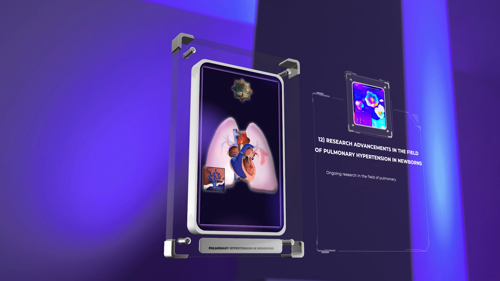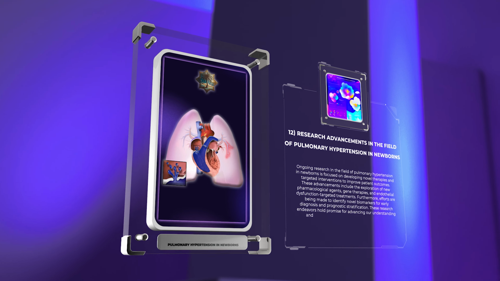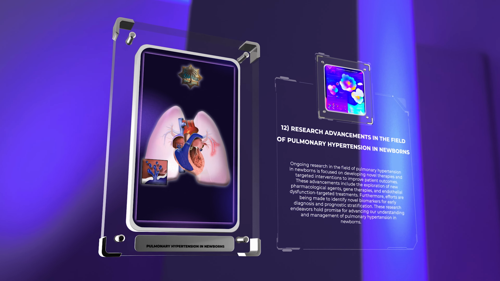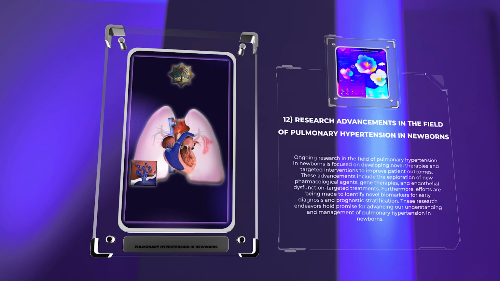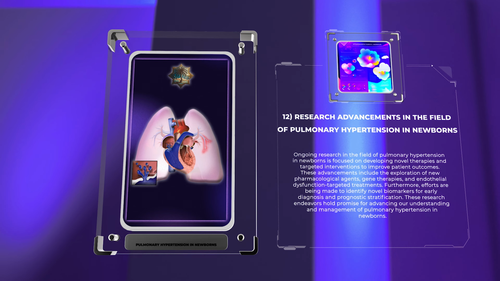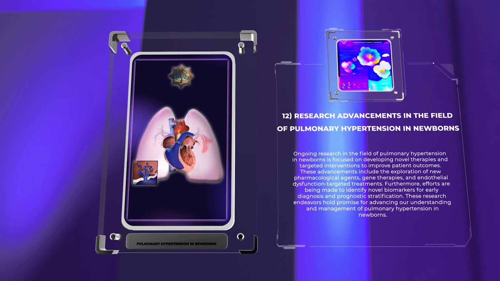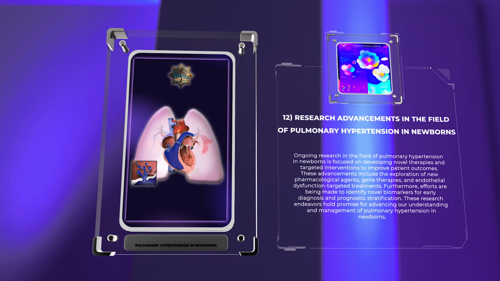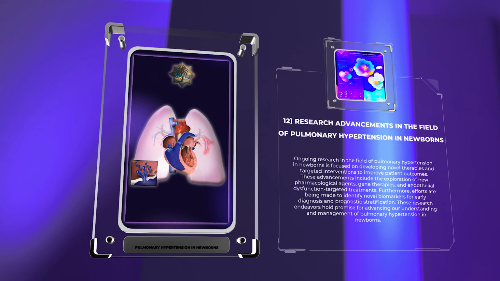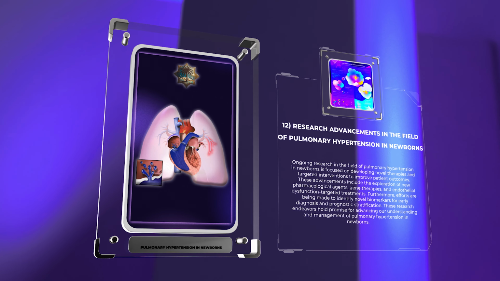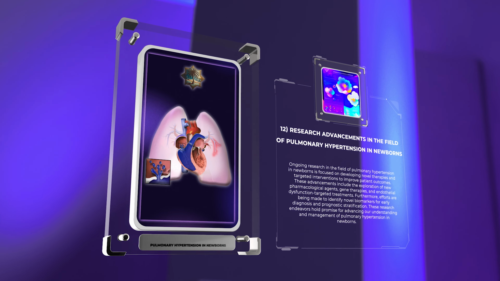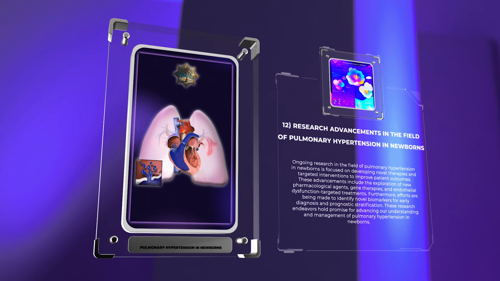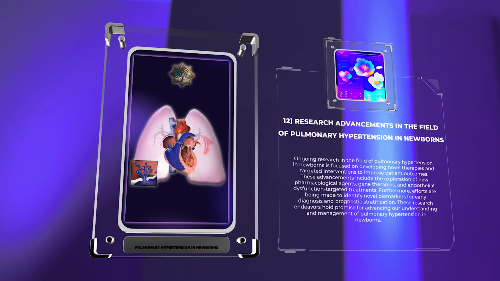Ongoing research in the field of pulmonary hypertension in newborns is focused on developing novel therapies and targeted interventions to improve patient outcomes. These advancements include the exploration of new pharmacological agents, gene therapies, and endothelial dysfunction targeted treatments. Furthermore, efforts are being made to identify novel biomarkers for early diagnosis and prognostic stratification. These research endeavors hold promise for advancing our understanding and management of pulmonary hypertension in newborns.